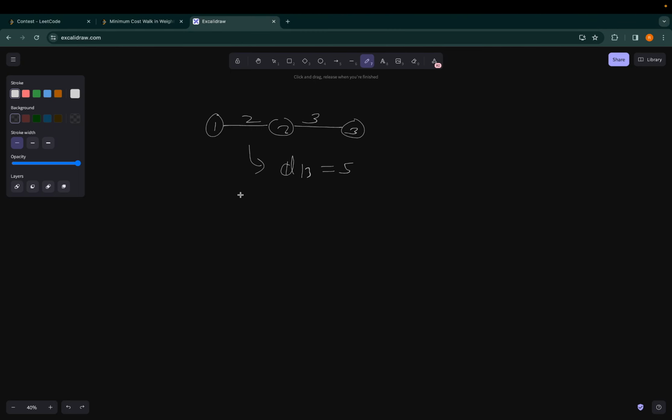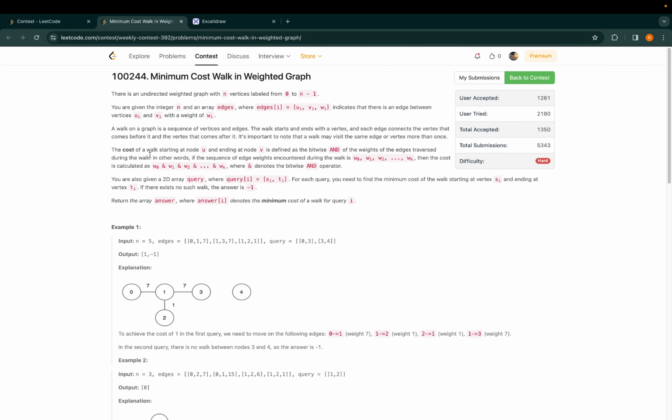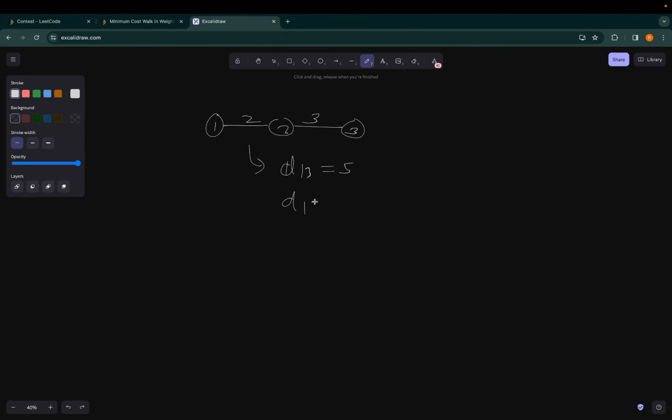But here, as per the problem, whatever walk you do from u to v, you just have to do a bitwise AND of the weights involved in that walk. So the distance between 1 and 3 as per our new problem would be the AND of 2 and 3. This is a 2, this is a 3, let's do an AND: this will be 10, which is 2. So the distance between 1 and 3 is 2.